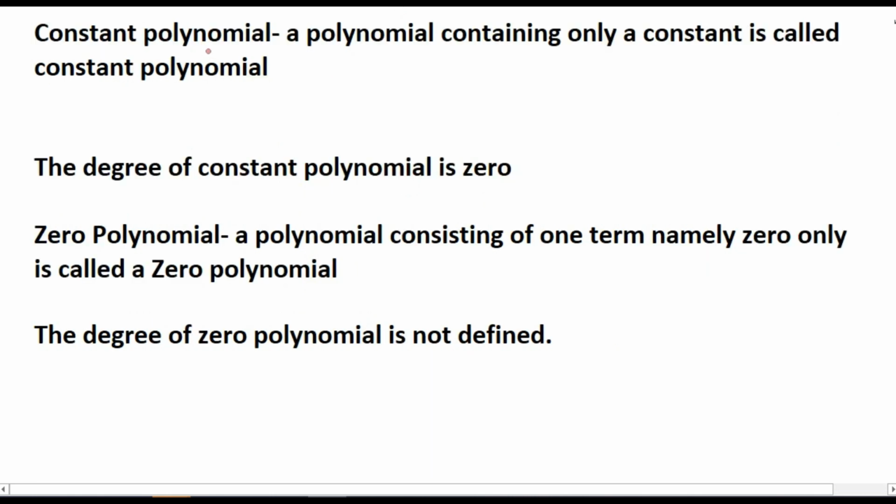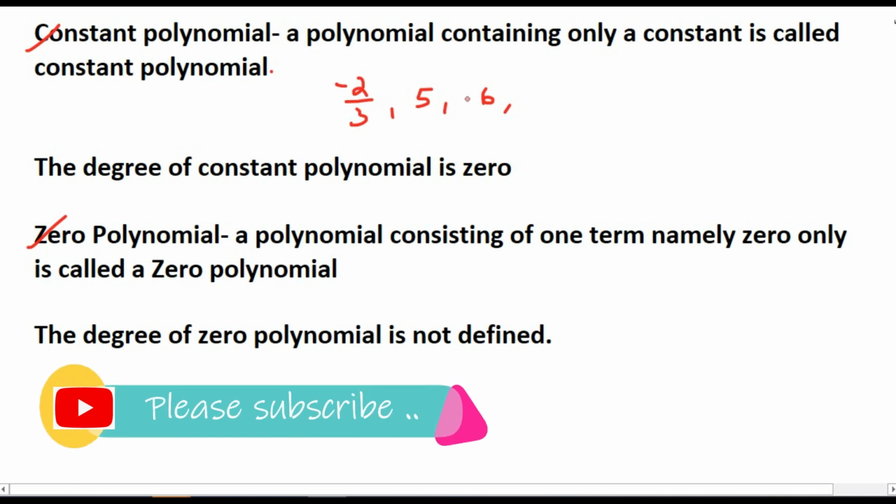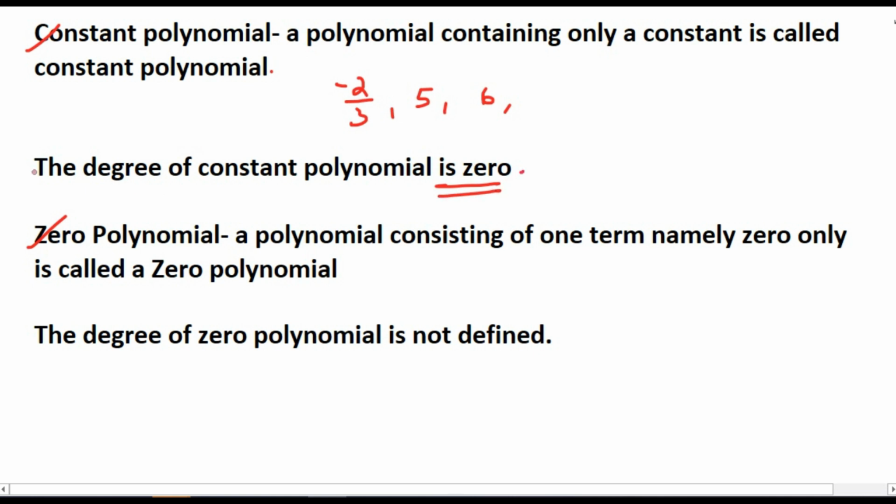The next one is constant polynomial. We have two more polynomials, constant polynomial and zero polynomial. A polynomial containing only a constant is called a constant polynomial. It will contain only one term and it should not be zero, like constants minus 2 by 3 or 5 or 6. All these are called constant polynomials. Or we can say that every real number is a constant polynomial, and the degree of the constant polynomial is 0. This point you have to keep in your mind. Degree of constant polynomial is always 0, and it will be a non-zero number.